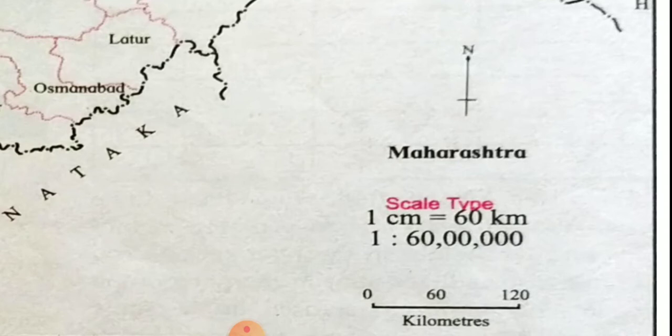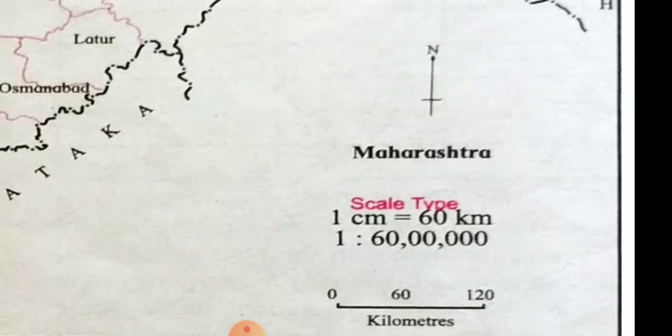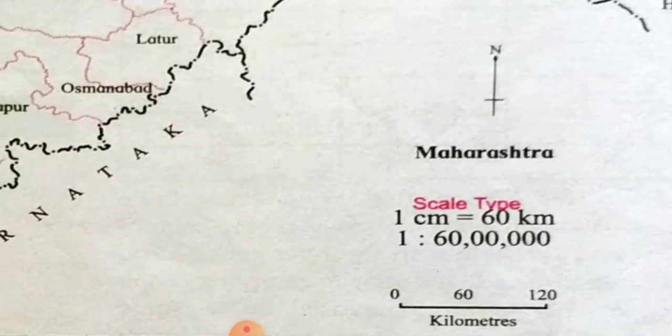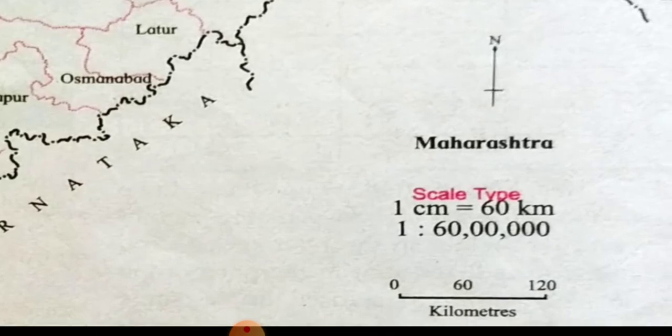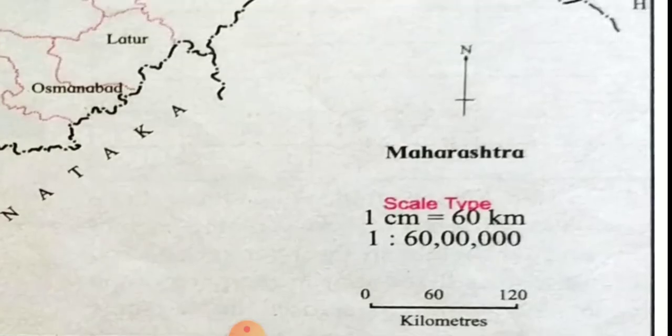The third type of scale is the linear scale. You will find the linear scale here. Here you could see a line with 0, and through the line the scale is shown, from 0 to 60. So from 0 to 60 will be 1 centimeter on this paper. If you measure this from 0 to 60, you will get 1 centimeter.